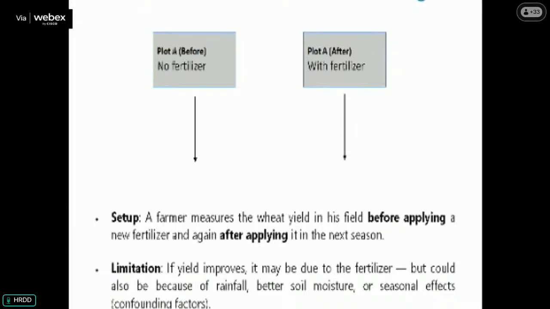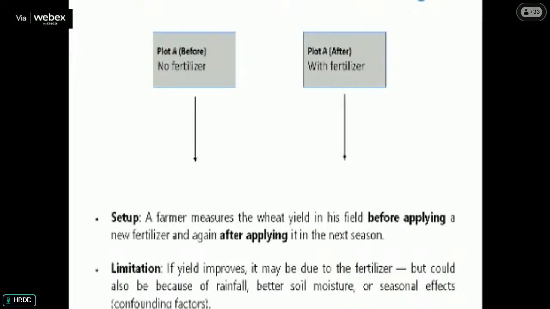So before there was no control, after there was no control. In the same plot they have done the before measurement and the after measurement. Before the introduction of fertilizer, a measurement, and after the introduction of fertilizer, a measurement in the same plot.